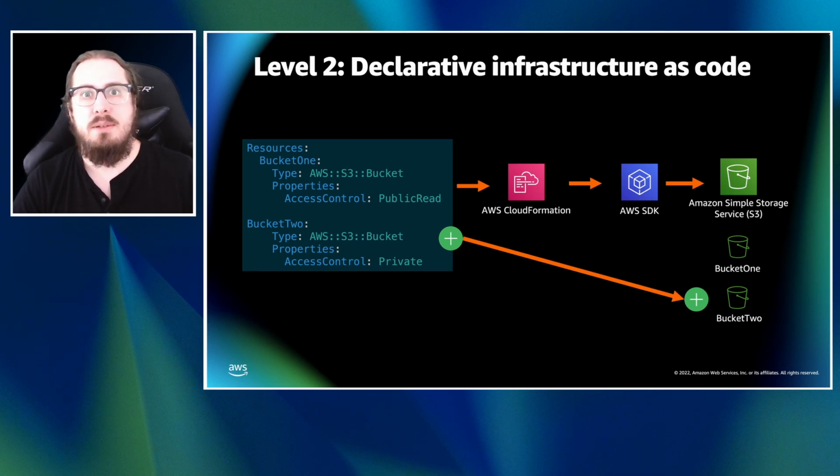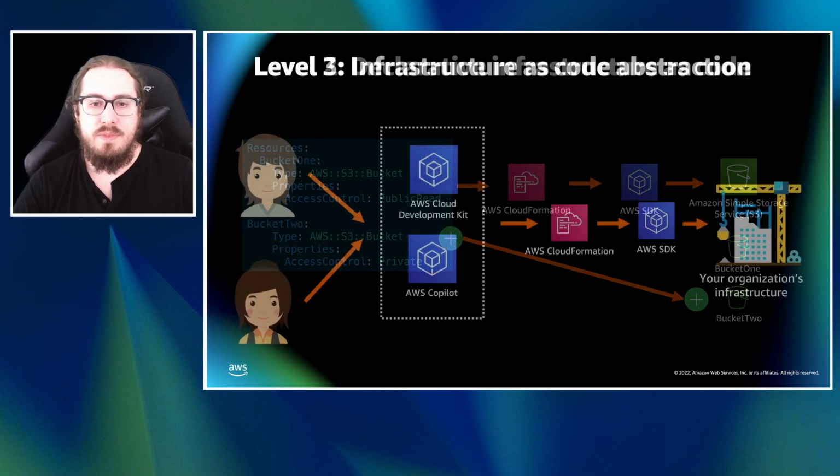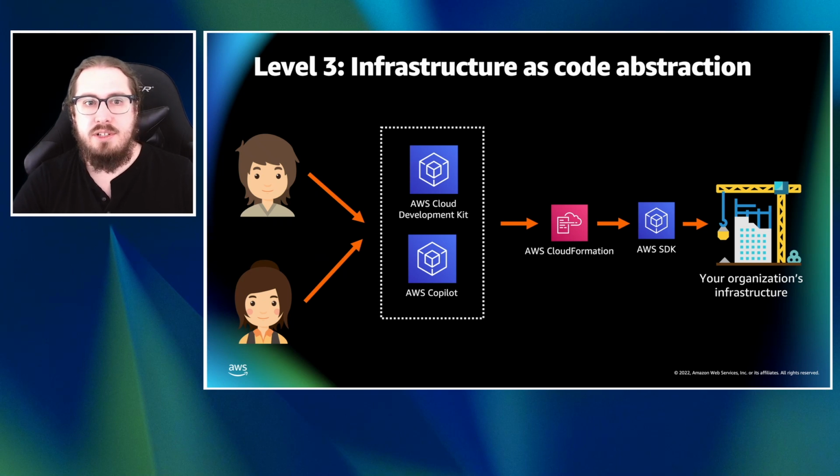And so you can see that it becomes very easy for me to list out all the resources that my application needs, and then rely on CloudFormation to call the SDK on my behalf and make sure that everything on my shopping list is actually there. Now, this does get a little bit challenging, though, as you get to larger and larger and more complicated applications, particularly containerized applications. And so this is why I want to introduce level 3, which is infrastructure as code abstraction.